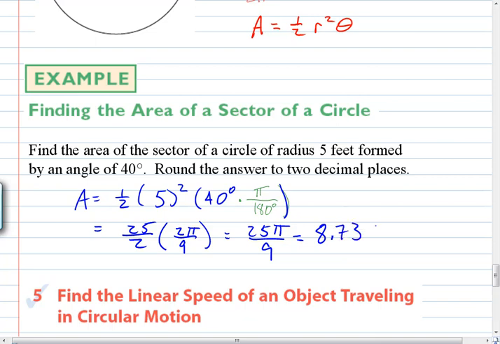8.73 what? Feet. Because, no, it's not feet. It's square feet. Because right here, the 5 was measured in feet, but then I squared it, and feet squared is square feet. The degrees are going to cancel out, so I'm not worried about that. The units of this are going to be square feet.